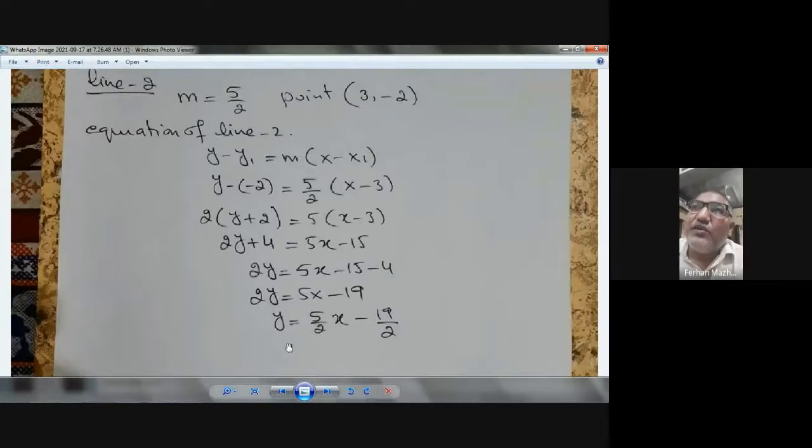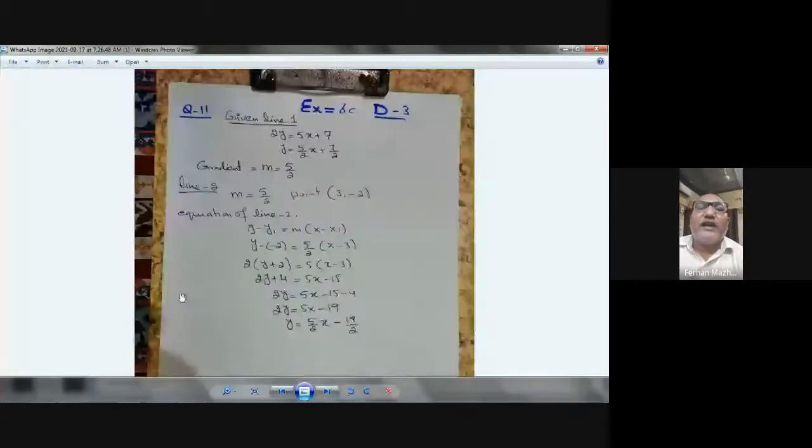So this is the equation of that line whose gradient is 5 by 2 and which is passing through the point 3 comma minus 2. So this is question number 11. The whole question, as you can see, is showing up on your screen.